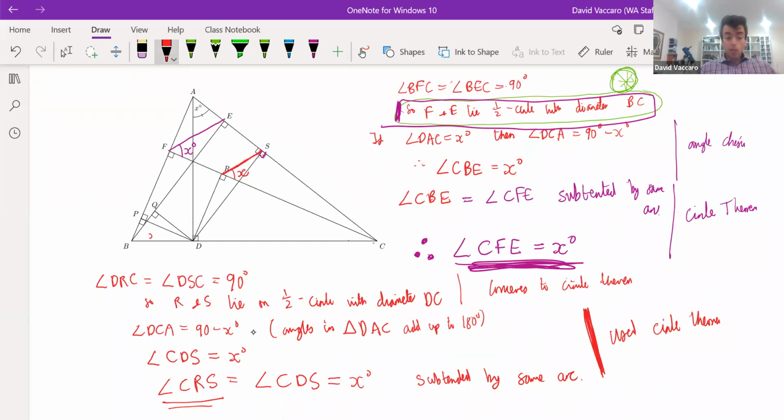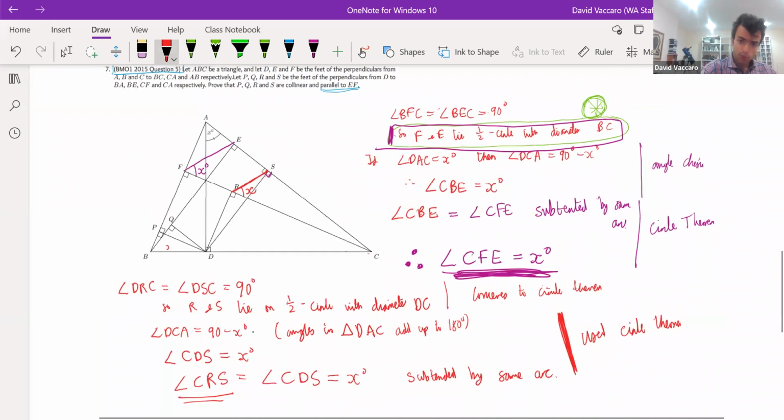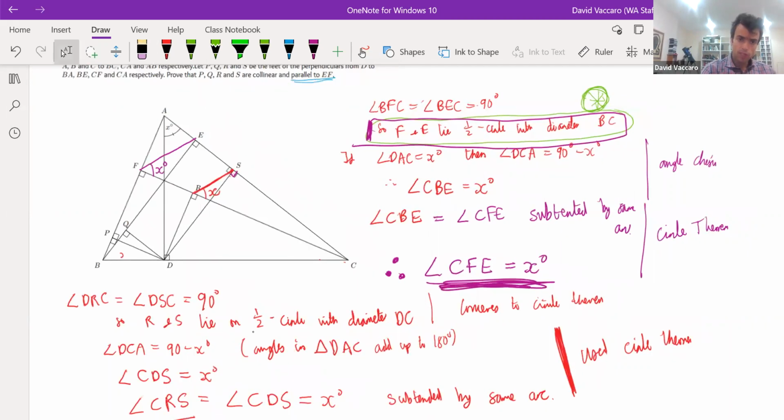Okay, can anyone make a conclusion at this point? And at this point, it might be worth remembering what we're trying to prove. It says, prove that P, Q, R, and S are collinear and parallel to EF. Now, we've not done the whole problem yet, but can anyone see anything that we have established? And can anyone be very, very precise about the result that establishes that? That question makes sense.